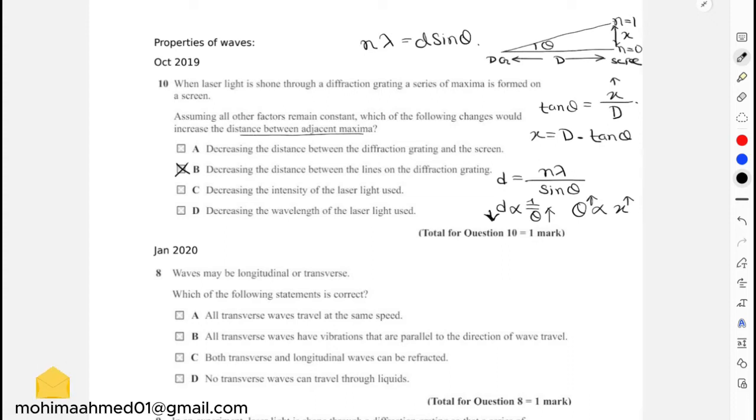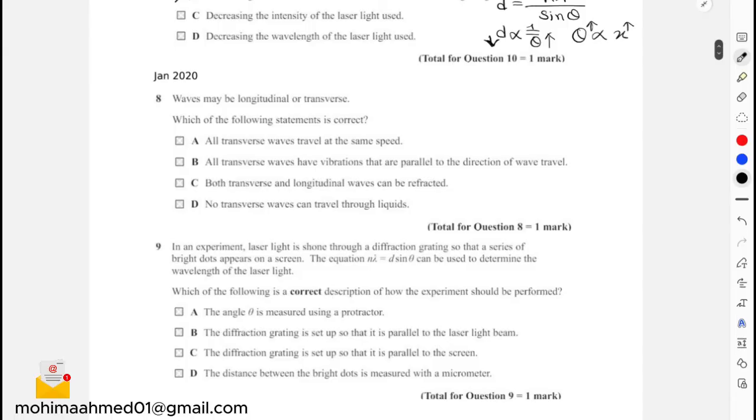Okay, this was it. Then moving on to the next question, about longitudinal and transverse waves. Waves may be longitudinal or transverse. Which of the following statements is correct over here? All transverse waves travel at the same speed. All transverse wave vibrations are parallel to the direction of wave travel. This is completely wrong. This is the definition for a longitudinal wave.